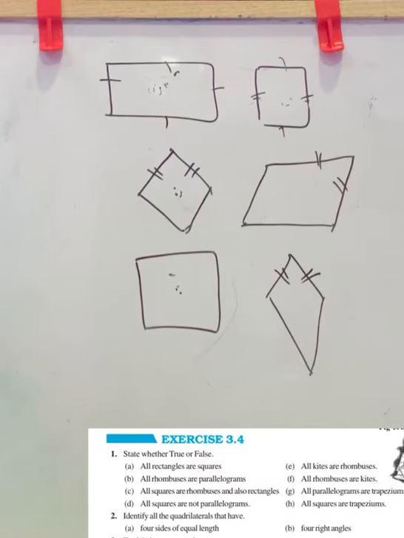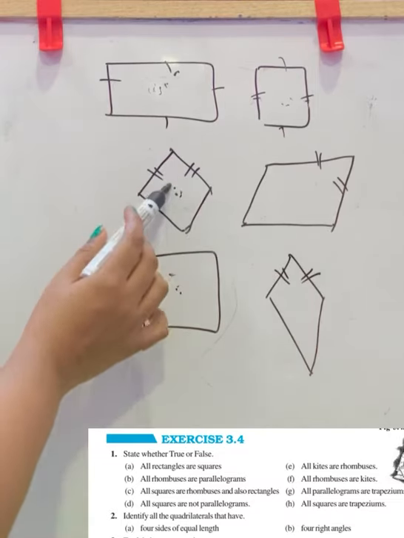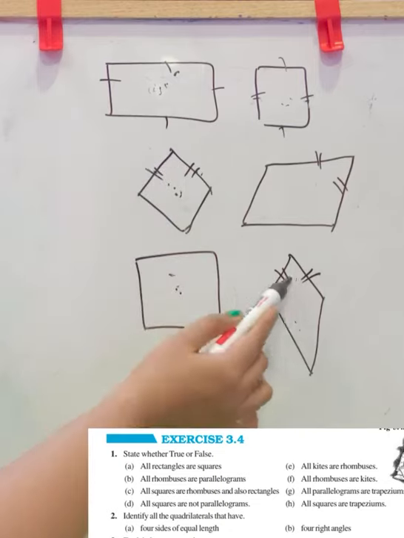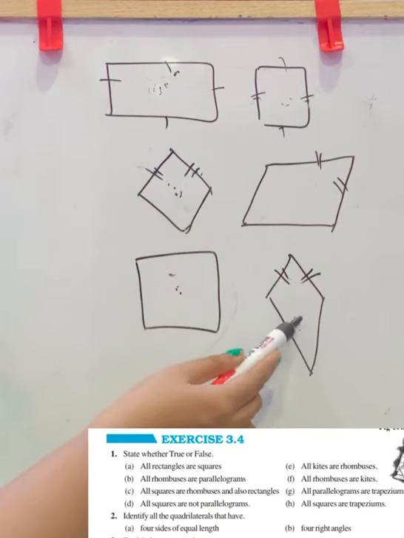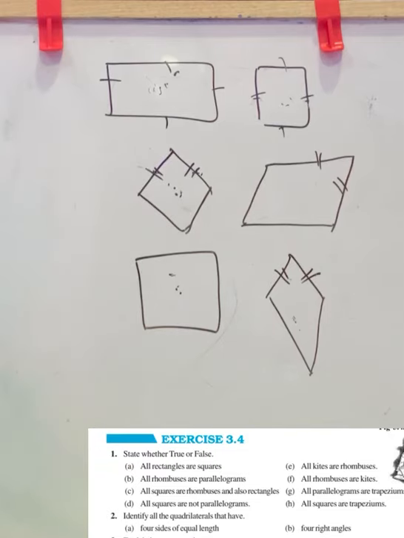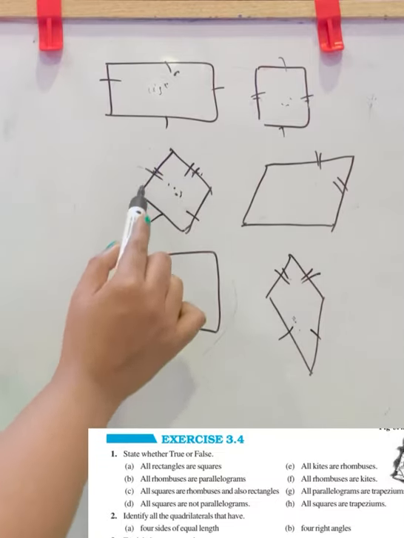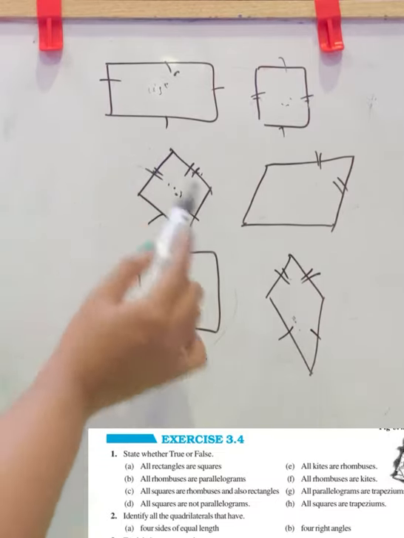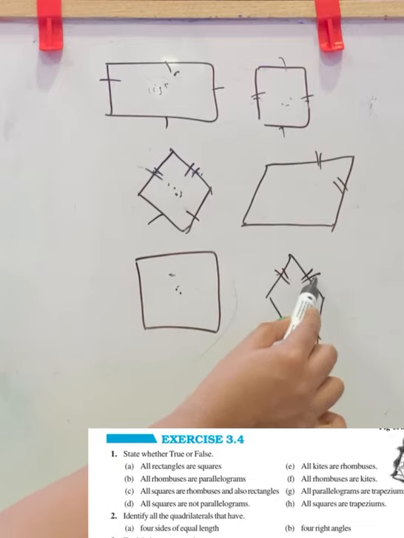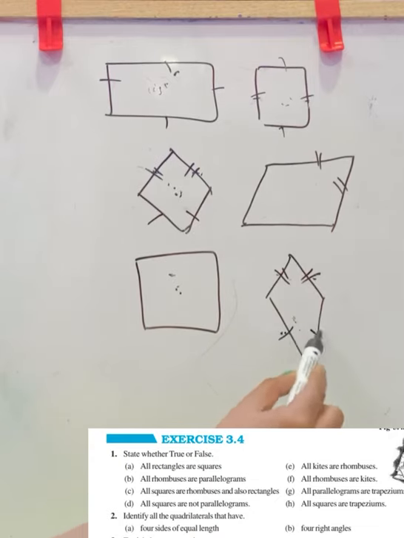Next, all rhombus are kite. Yes, all rhombus are kite because in that consecutive sides are equal. The property of a kite is consecutive sides are equal. Yes, it is equal in rhombus. Here these two sides are equal. Here also these two sides are equal. Only difference is that in this all the measurements are equal. Here these two measurements are equal and this will be another value.